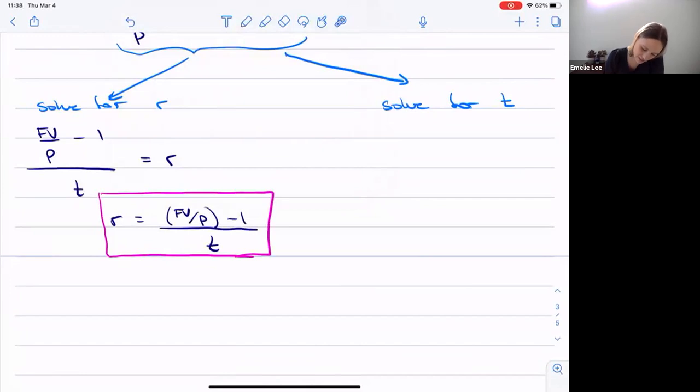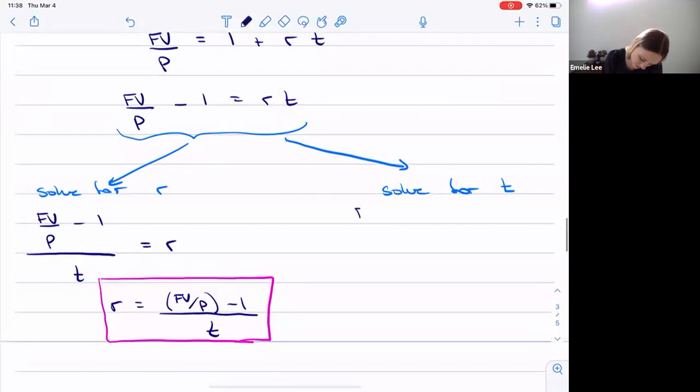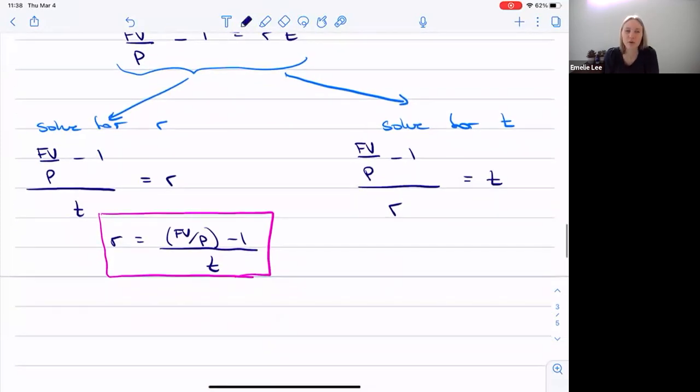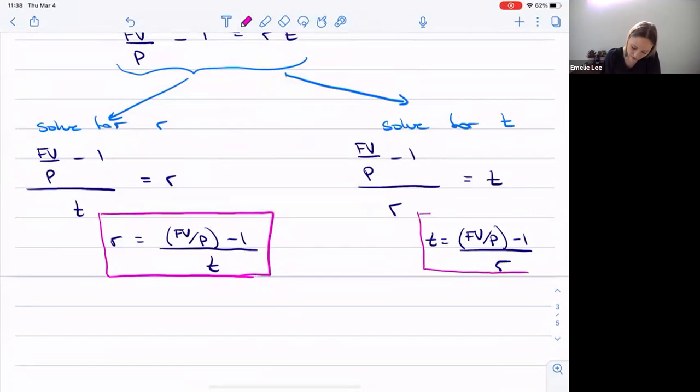And then solving for T, right? Starting here at R times T, if I'm solving for T, I need to divide both sides by R. So notice that it's going to look very similar, except R and T are going to be swapped out. So here it becomes the future value over P minus 1, over R, is T. Or if you want to condense it just slightly, then T is the future value over P minus 1, over R. And again, I'm going to put a little box around this because it's not on your formula sheet, but it might be nice to have.